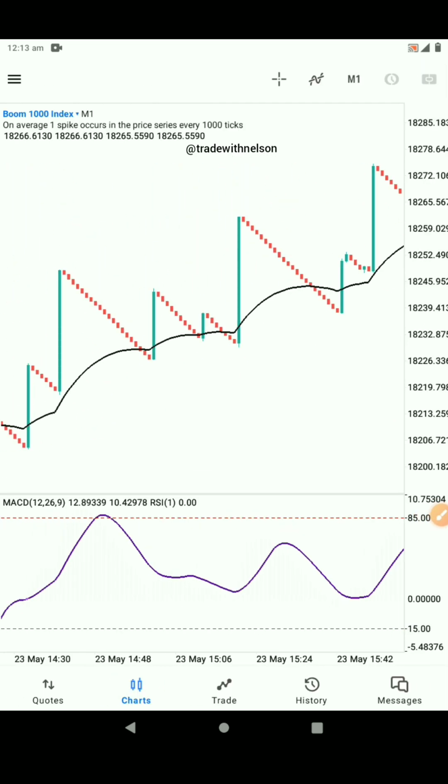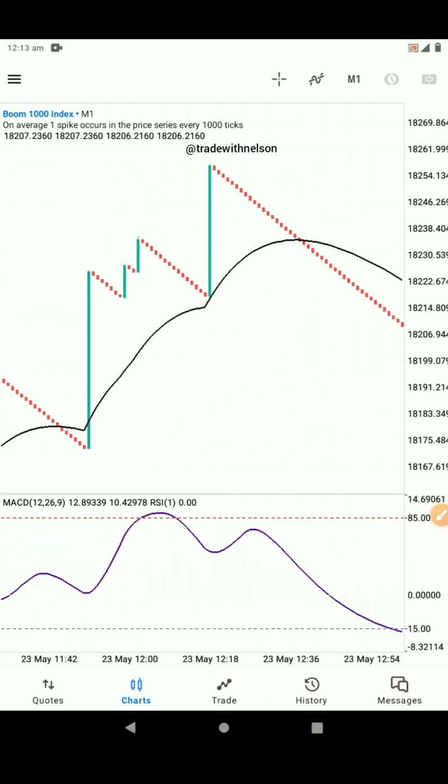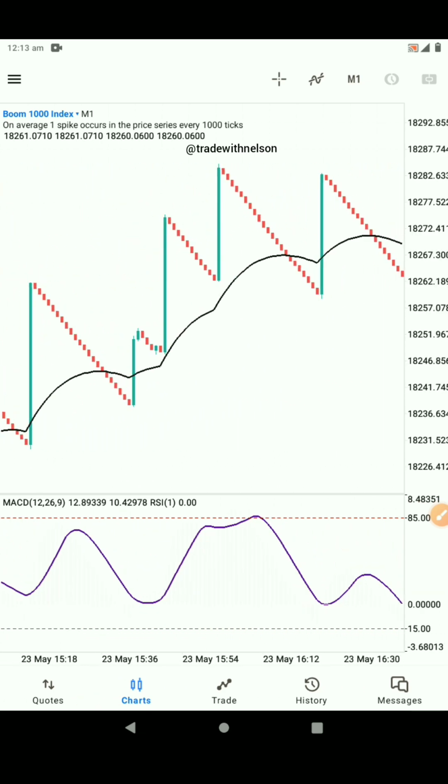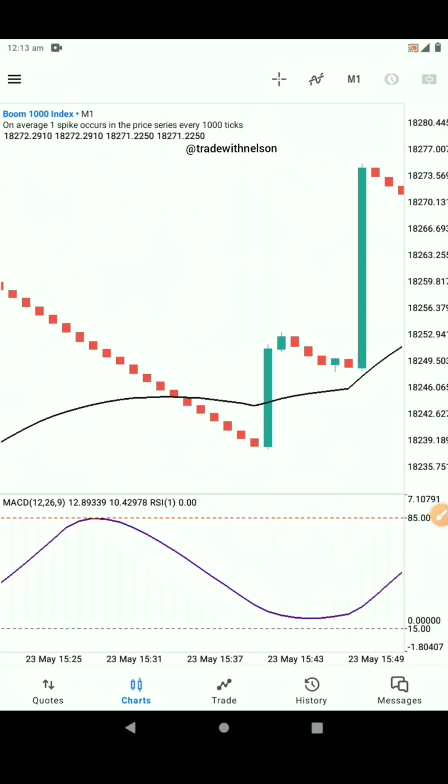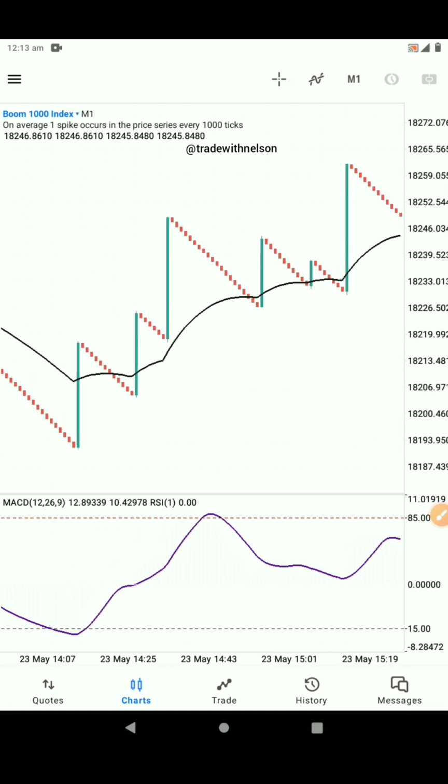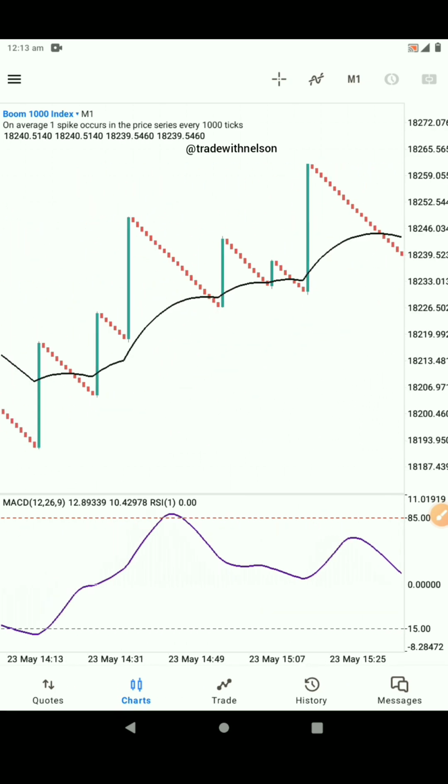If you follow my settings correctly, your chart should look exactly like what you see over here. For the zoom level, let's say this is the innermost zoom, you will zoom in 2 times, 1, 2. This is the best zoom level for this strategy.